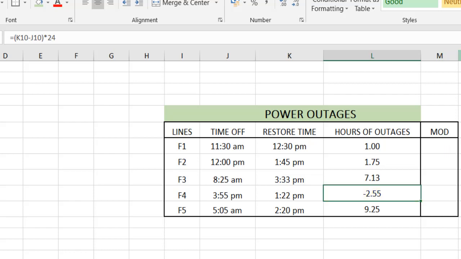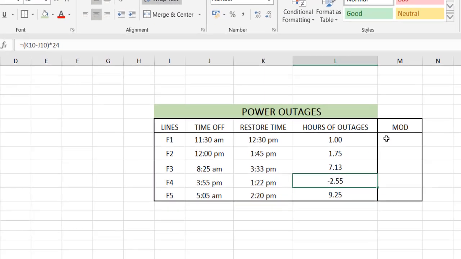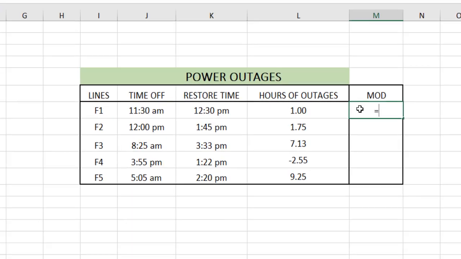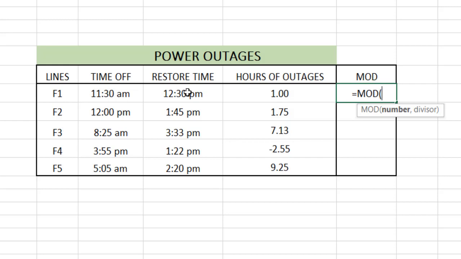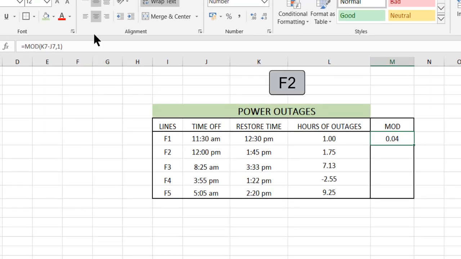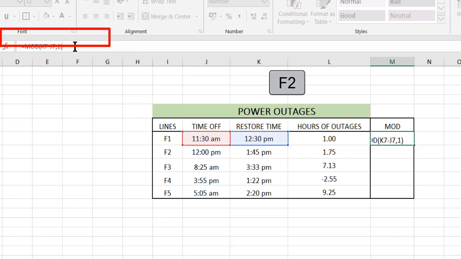We'll use the MOD function in Excel to solve that. So to do that, we introduce the equal sign, MOD. So we say the restore time minus the time off, comma. That's the number. For the divisor we use 1. Then we close our parenthesis, then we enter. So you'll see that we have 0.24. Simply you can use F2 to go into edit mode and just multiply it by 24.